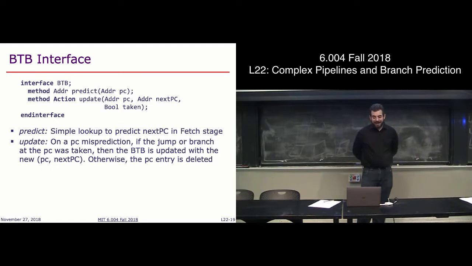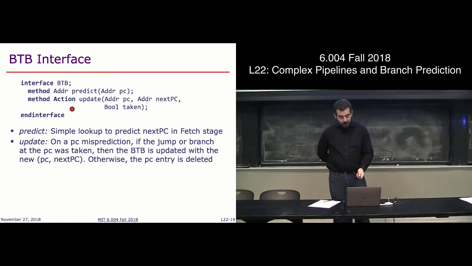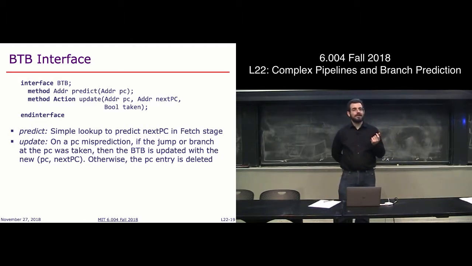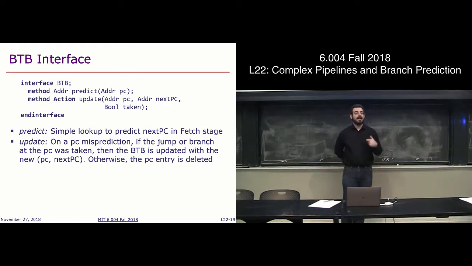There's also another subtle detail here. Sometimes you might be predicting a branch taken, right? And so you have a valid PC to next PC translation, but it turns out that this branch is not taken. And so you need to retrain the BTB the other way, right? You need to delete the entry, mark the entry as invalid, so that next time you do PC plus 4. Essentially, you predict that the branch is not taken.